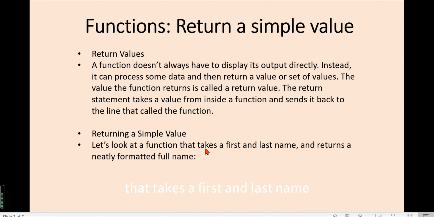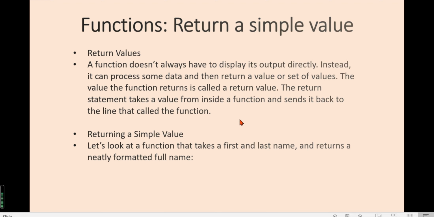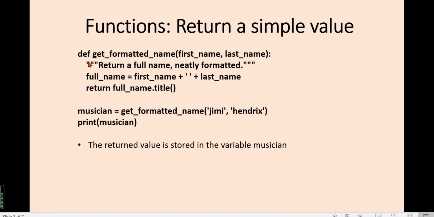Let's look at a function that takes a first and a last name and returns a neatly formatted full name. This function called get_formatted_name has two parameters, first name and last name. Inside the function, full name is a variable created with the first name concatenated with a space and the last name. Then we write a return statement: return full_name.title().